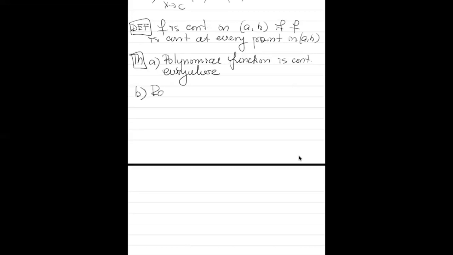Now, rational function, that's like 1 over x, a ratio of two polynomials, is continuous at every point on its domain. So as long as you find the domain of the rational function, then you can say that's where it's continuous.